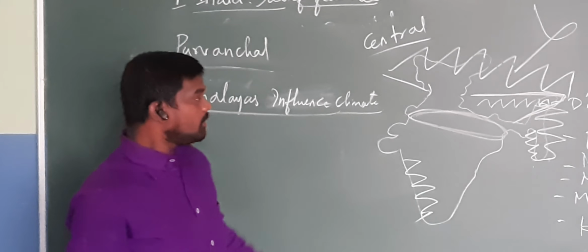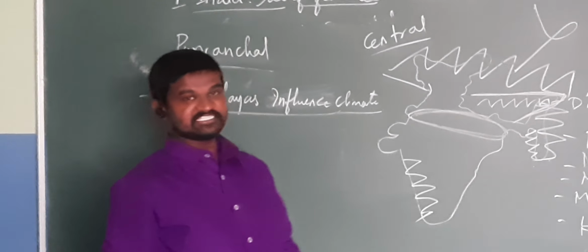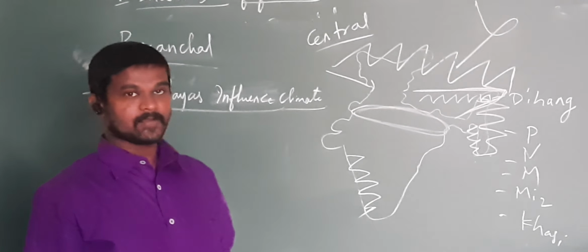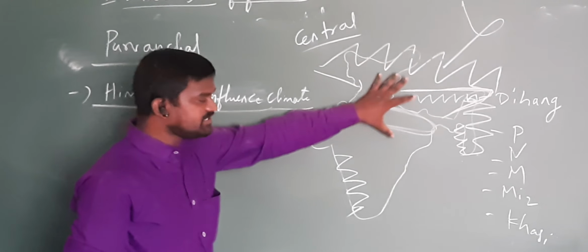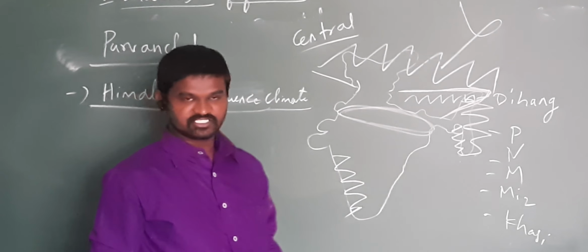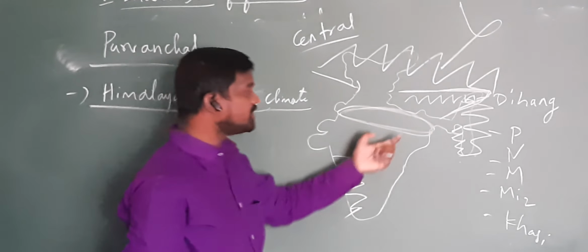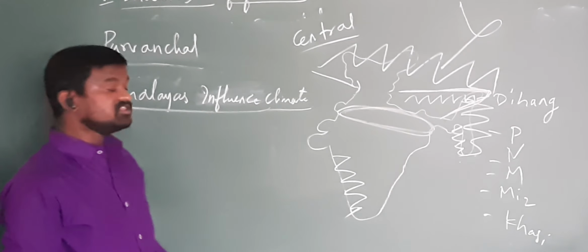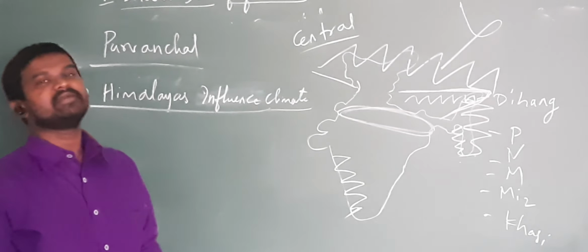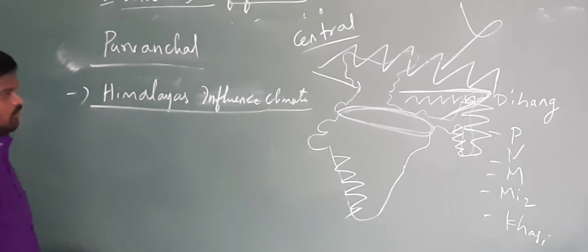Why? Because of the Himalayas, perennial rivers originate, like the Indus, Ganga and Brahmaputra. Because of this, the place has perennial rivers and very fertile soil which is suitable for agriculture. In this manner, the Himalayas influence the climate of our country. With this concept.